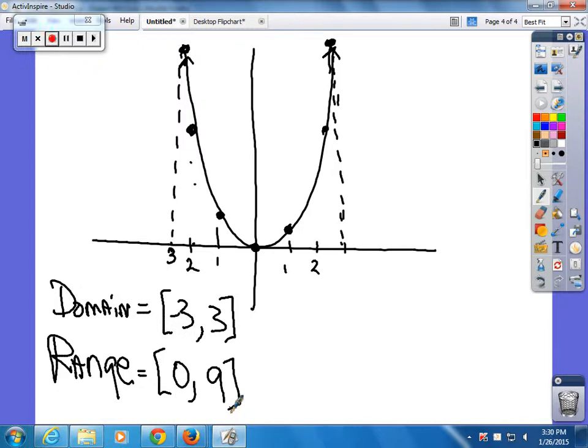Where does the function exist? 0. And where does it end? Right there. And y is equal to what? 9. Because what you get when you plug in 3 squared, here's 3. 3 squared is what? 9. -3 squared is what? 9. So what's the highest product that your domain can produce? 9. And that's the whole point behind domain and range.